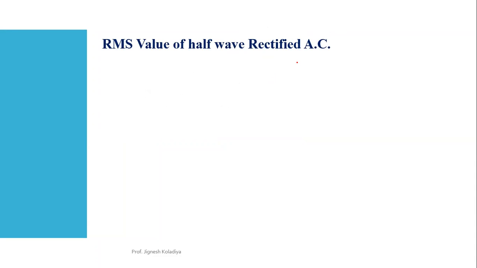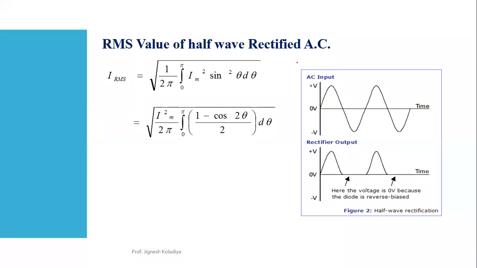Now next is RMS value of half wave rectified AC. RMS value of half wave rectified AC. So in this, we are going to find the RMS value for the half wave rectified AC. It is also very simple. Let me just show you so that you can do it by yourself also. IRMS is equal to, this is our equation only.